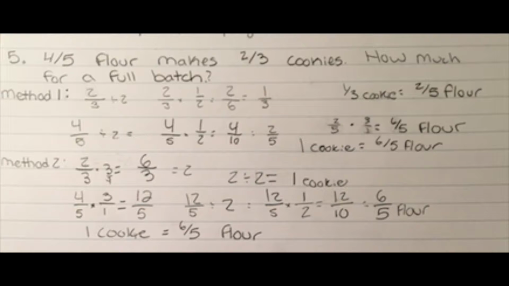And since I divided 2 by 2, I need to divide 12/5 by 2. When I did that, I had to multiply 12/5 by 1/2, and I got 12/10, which simplified is 6/5 flour. So that told me with one batch of cookies, I would need 6/5 flour.